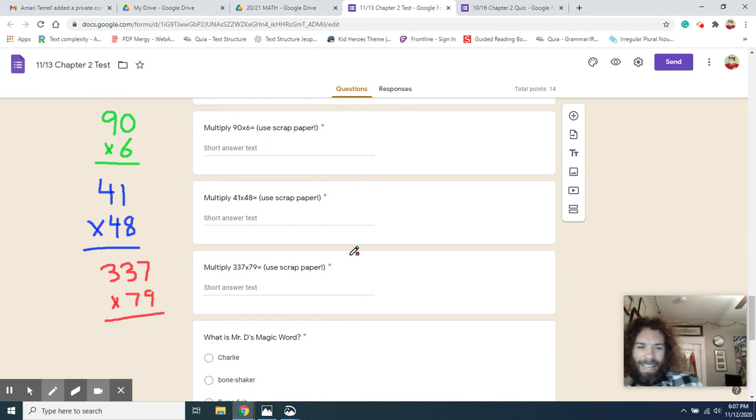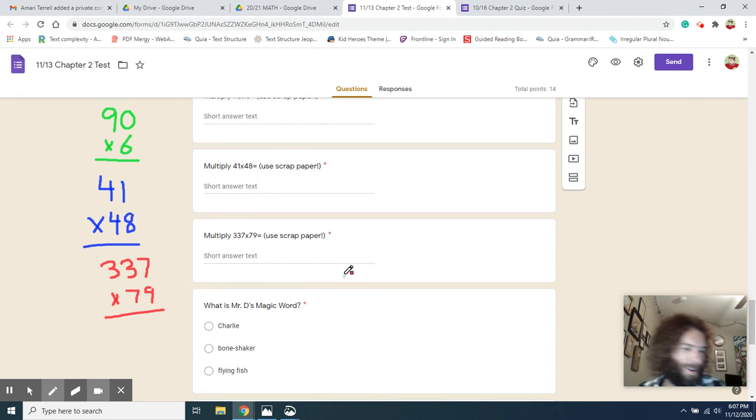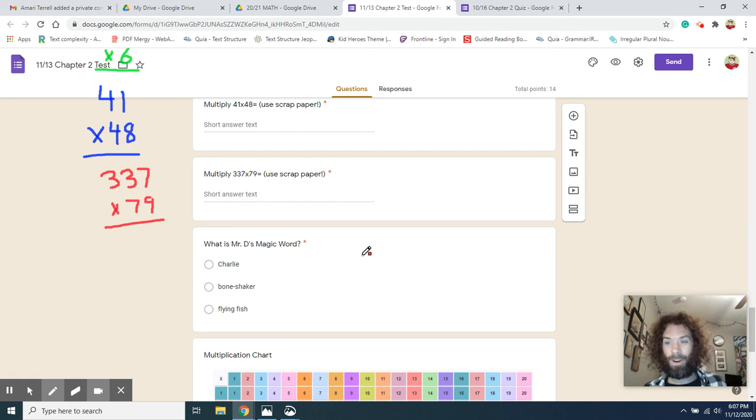And last but not least, we have our Mr. D's magic word, which you had to get to the end here to hear. So what is my magic word? Is it Charlie, which is my family's dog name, Bone Shaker, or Flying Fish? And today's answer for the magic word is Bone Shaker. So you should all get that one for free, okay?